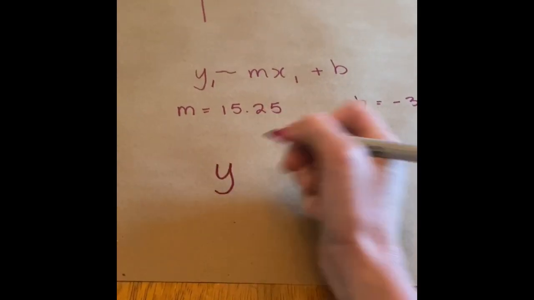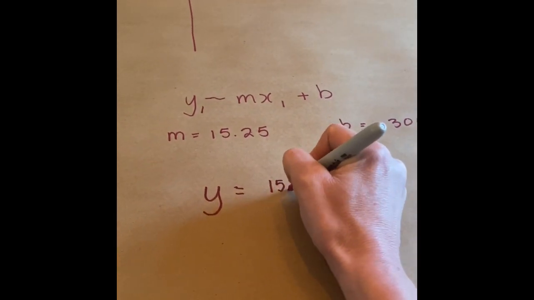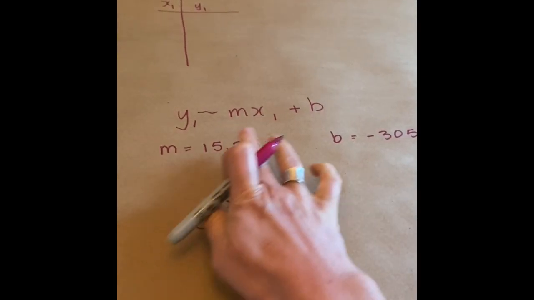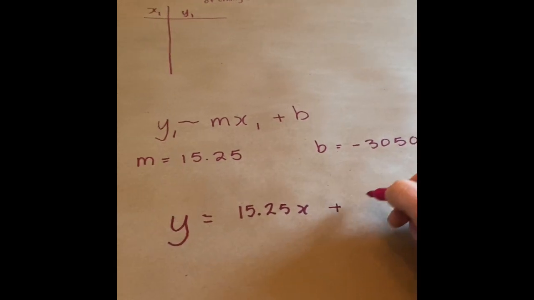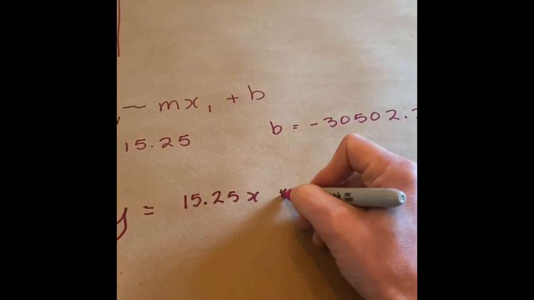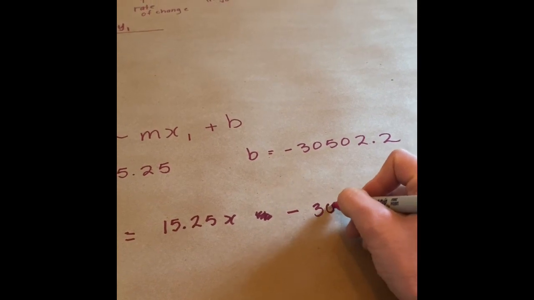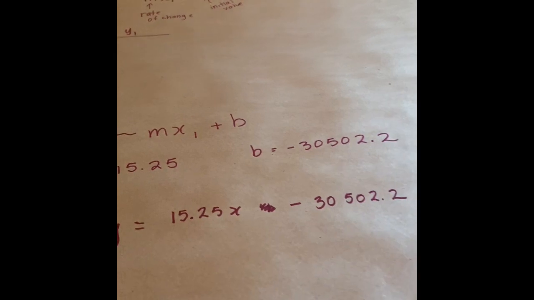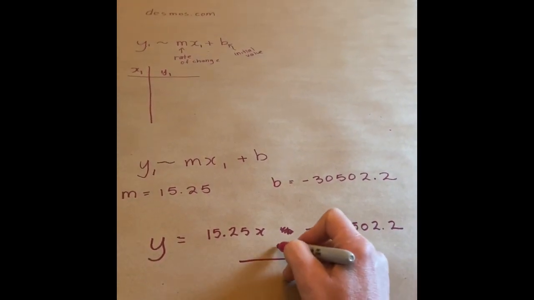Let's skip the one part and just write down y. Y is equal to 15.25x, because the m, that's the number that goes in front of the x, plus the number that's all by itself. It's actually not plus, it's actually minus 30,502.2.